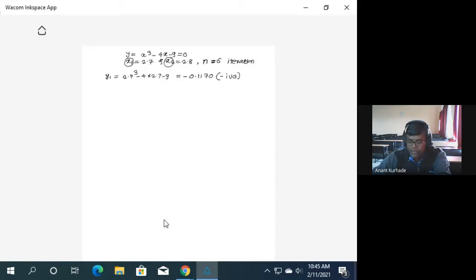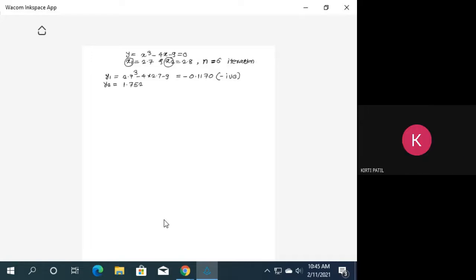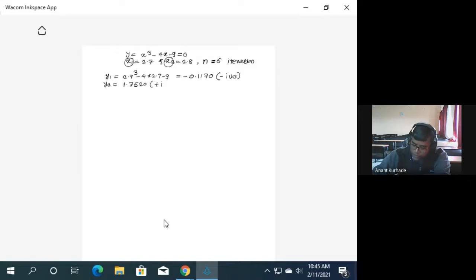Now see, once we find y1 negative, then you can easily understand y2. It is positive. What is y2? Don't show 2.8 raised to 3 minus 4 into 2.8, directly tell me the answer. y2 is 1.7520, again positive. So by observing these two values y1 and y2, we can say the root lies between x1 and x2, as both y1 and y2 have opposite signs.